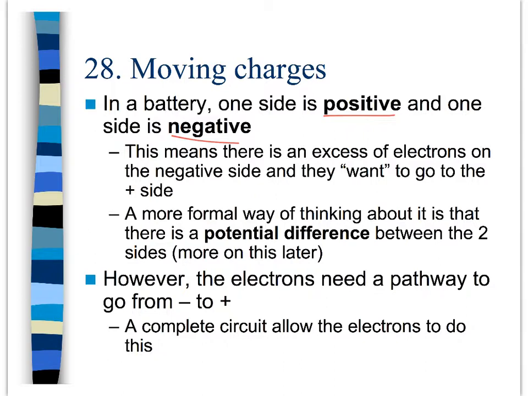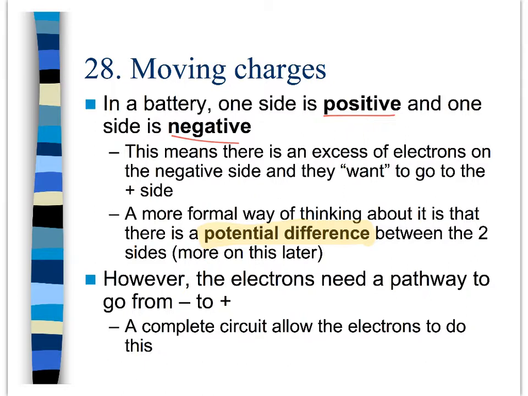The more formal way of saying this is that there is a potential difference between the two sides, and we'll talk in a little bit about what that really means. Okay, but for now, the key is that those electrons on the negative side of the battery, or on the negative side of an outlet, if we're talking about an electrical outlet, want to go to the positive side.